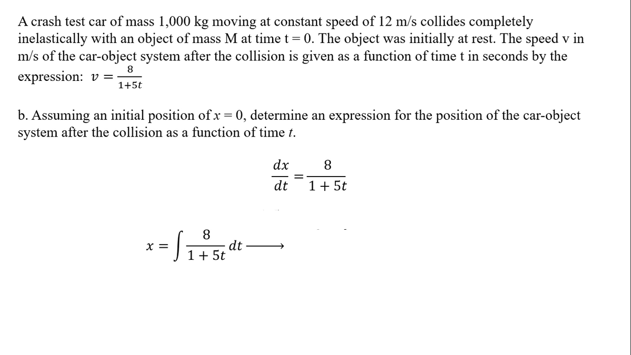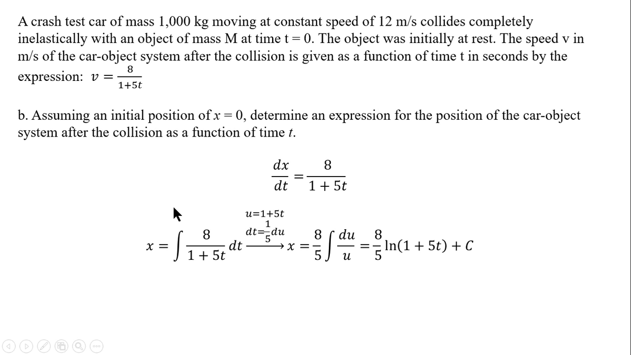Okay, so we need to do some u substitution here to solve this. So u equals 1 plus 5t, which means dt is 1 over 5 du. Okay, no problem there. So x equals, and I'm going to pull out the 8/5, which would account for the 1 over 5 and the 8 that's already there, integral of du over u. Well, what is the integral of 1 over u? Yeah, natural log 1 plus 5t.